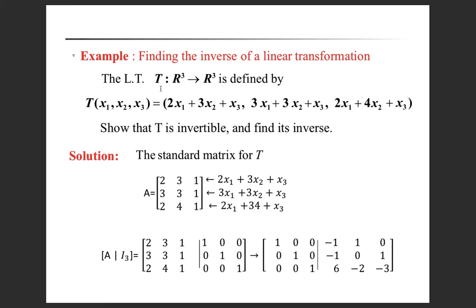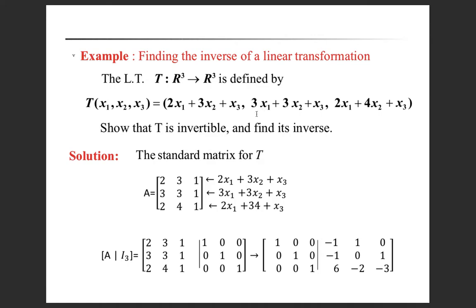In this example, T is given to be a linear transformation from R cube to R cube, and it is defined as T of x1, x2, x3 as 2x1 plus 3x2 plus x3, 3x1 plus 3x2 plus x3, 2x1 plus 4x2 plus x3. Now we will show that T is invertible and find its inverse.